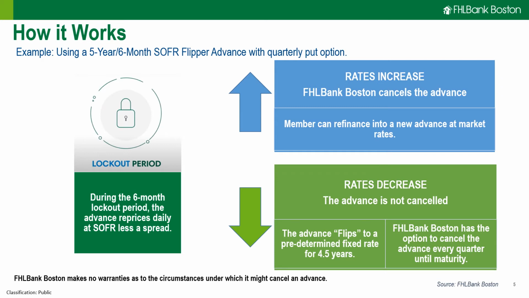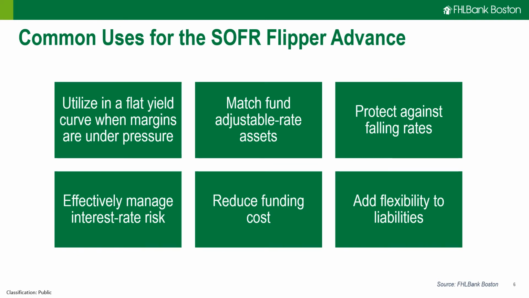at that time. And it's important to note, we talked about the put frequency. Many times the structure has quarterly puts. So even if the advance flips to the fixed rate, depending on what happens with rates and volatility from that point forward, it may well be put in advance of the final maturity. So the SOFR flipper is a unique advance with a differentiated structure relative to other funding choices out there.